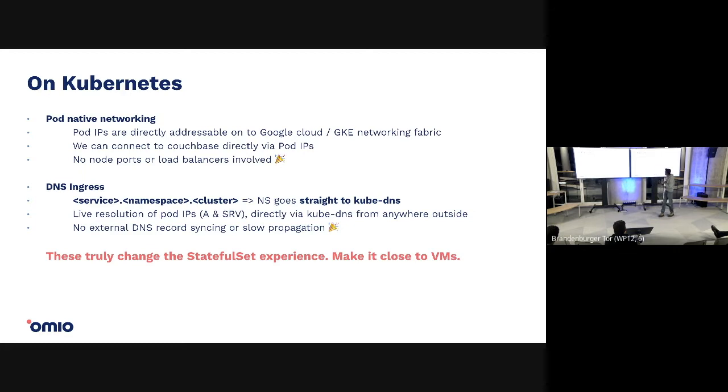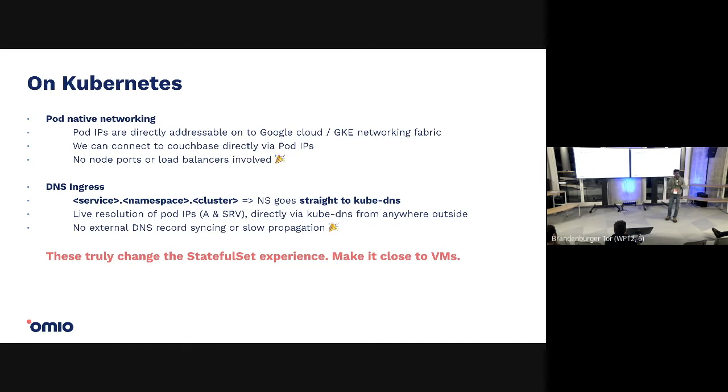When you're running Kubernetes pods, usually they have an overlay network, and those pod IPs are virtual IPs. Here in GKE, the pod IPs are real IPs. They're like any other VM. So you can just ping the pod IP and it works straight away. We don't need to expose Couchbase with node ports, or you don't need a load balancer. Just hit the pod IP, as simple as that.